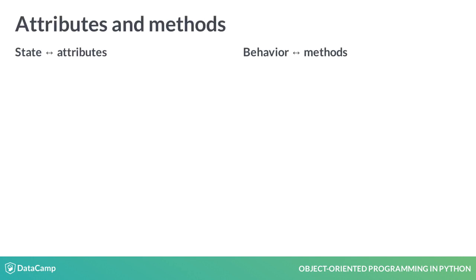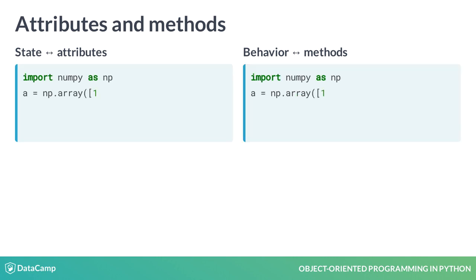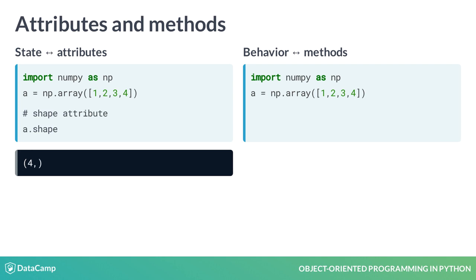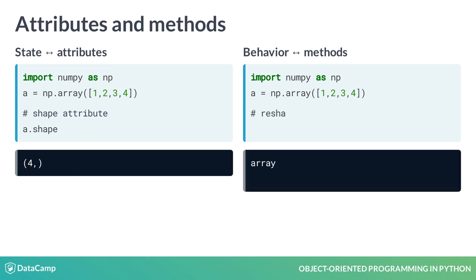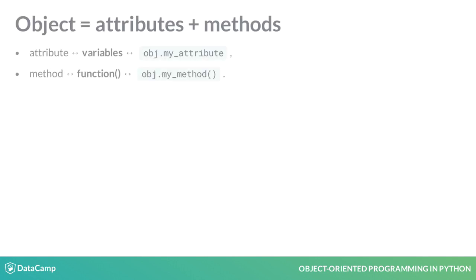Classes incorporate information about state and behavior. State information in Python is contained in attributes, and behavior information in methods. Take a NumPy array. You've already been using some of its methods and attributes. For example, every NumPy array has an attribute shape that you can access by specifying the name of the array, then dot, then shape. It also has methods like max and reshape, which are also accessible via dot.